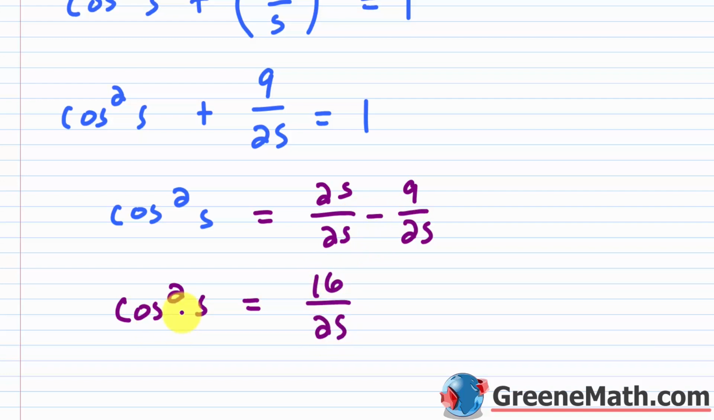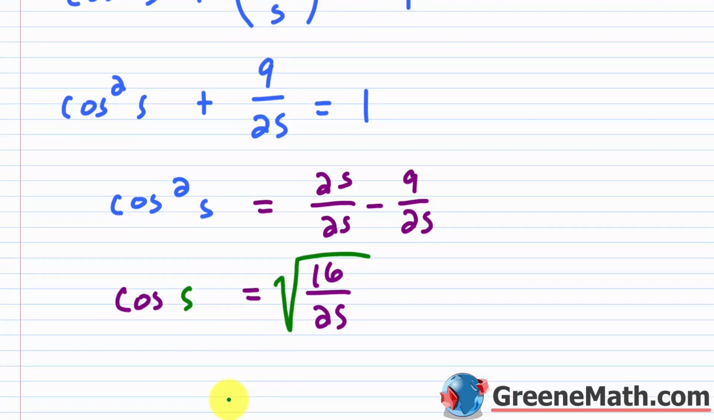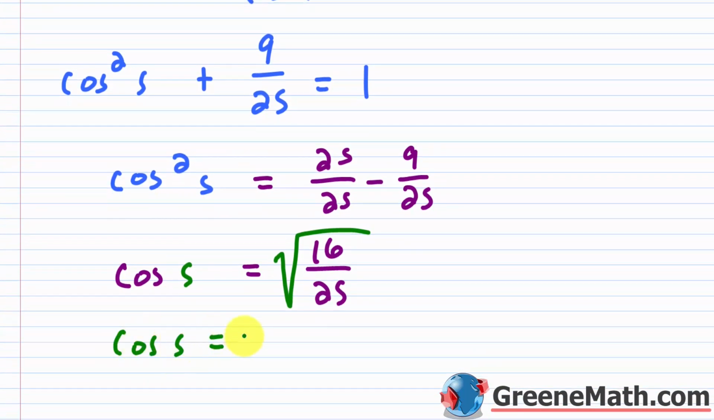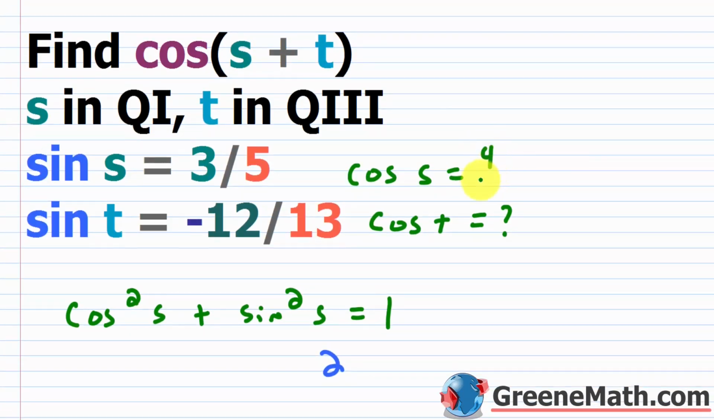If I want cosine by itself, I'm going to take the square root of this side. Again, you do plus or minus, but because we're in quadrant 1 for s, I just want the principal square root of this guy. So I can erase this and just say cosine of s is equal to this. The square root of 16 is 4. The square root of 25 is 5. So you get 4/5 there. This guy is going to be 4/5.